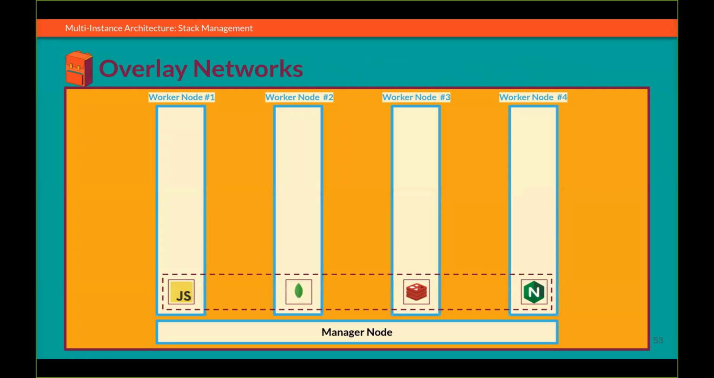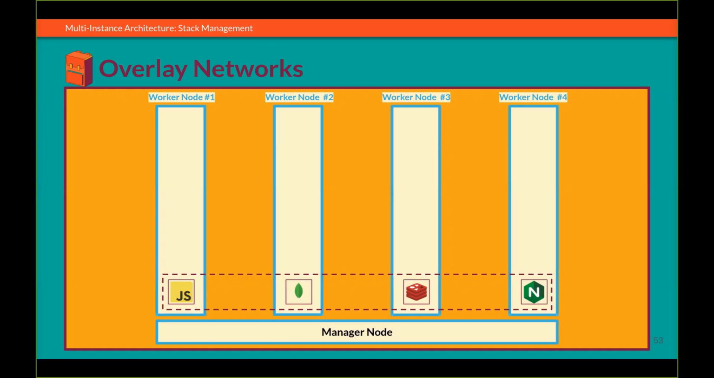When we first add a stack, maybe the manager node is going to load balance each of the services across the available worker nodes. So here we can see that it chose to put each service on a different node. Now this introduces the question of, well, if all of these services are part of the same stack, they're supposed to be working together as part of a single containerized application, how do they do that if they're running on totally different machines?